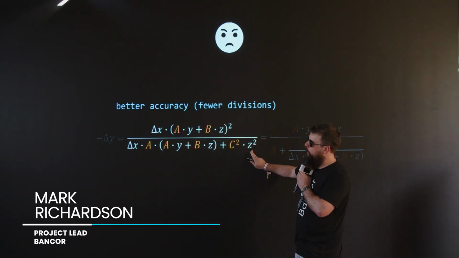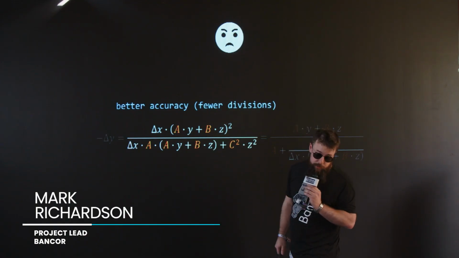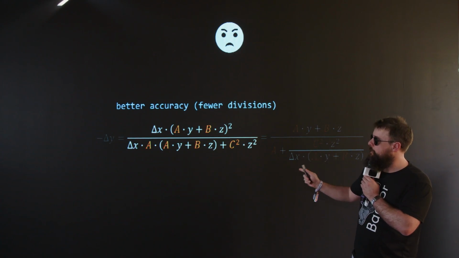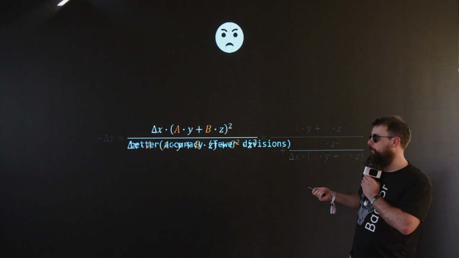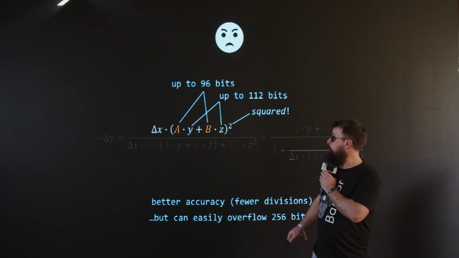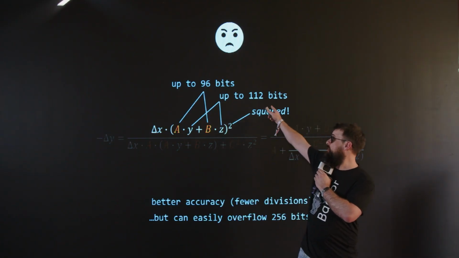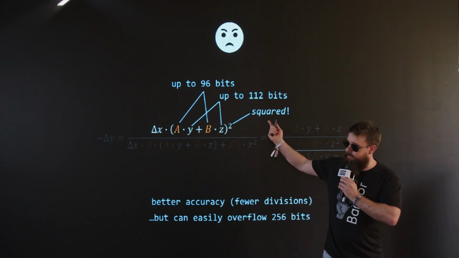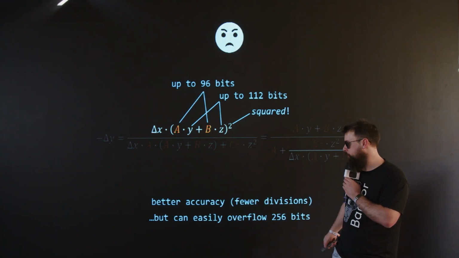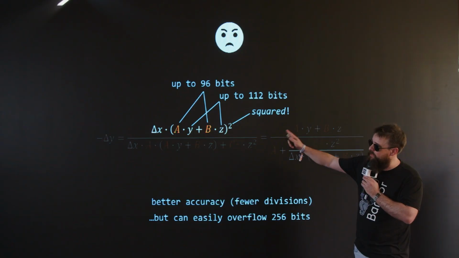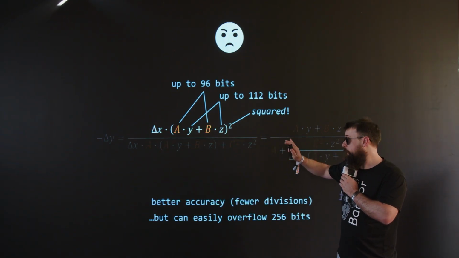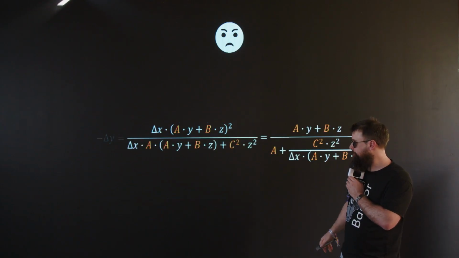Notice that this one has exactly one division, so it's going to give you better accuracy in all circumstances. But it has some issues. The first one is that these numbers are up to 96 bits. Y and Z are up to 112 bits, and we're going to square this thing, right? It's very, very likely that this thing is going to overflow to 156 bits. But if it doesn't overflow, we're actually going to get a very good, accurate calculation out of it.